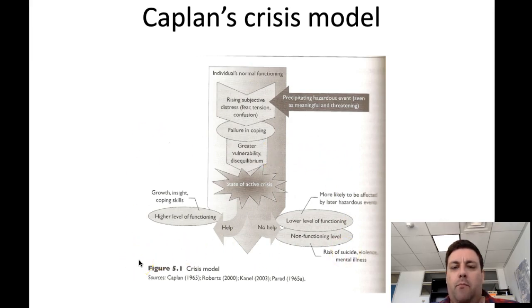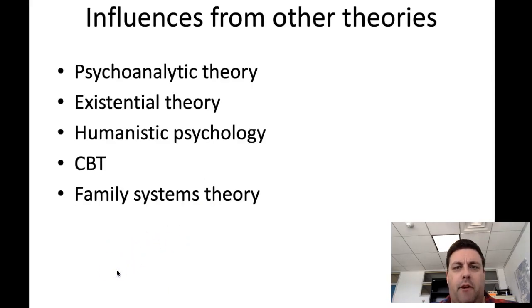Really, what Caplan, the guy who developed crisis theory, was arguing was that in a state of active crisis, you have an opportunity to either return to a higher level of functioning through help and assistance, or you have the opportunity to return to a lower level of functioning or a non-level of functioning. And that really is a result of this moment of crisis. We'll talk about what crisis is in a second. But this is a good, if dated, process model. So let's just move on a little bit.